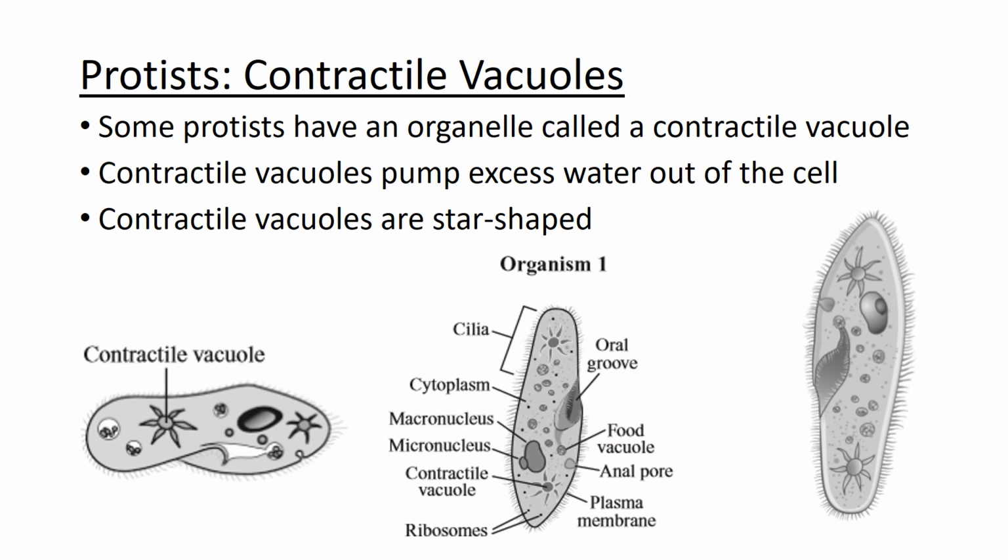Another distinguishing feature of contractile vacuoles is that they're star-shaped. So if you see a star-shaped organelle in an organism on the MCAS, know that you're looking at a protist. And if it's labeled, well, obviously you're looking at a protist too. That just makes your job easier. But it wasn't actually labeled on that image on the right.